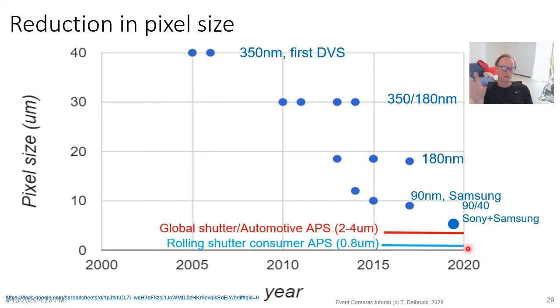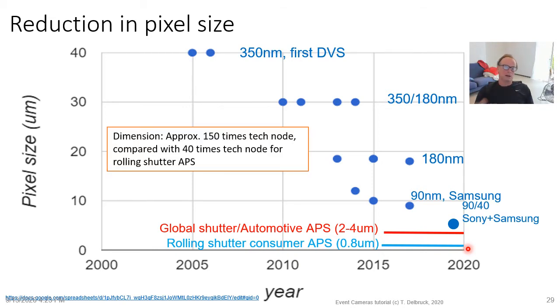But now the DVS pixels are getting so they actually look economical, which was one of the major problems with this sensor technology, that the pixels were just too big. In terms of dimension, a DVS pixel is about 150 times the tech node historically, compared with 40 times the tech node for rolling shutter APS. So that's a good metric of where you might be able to go.